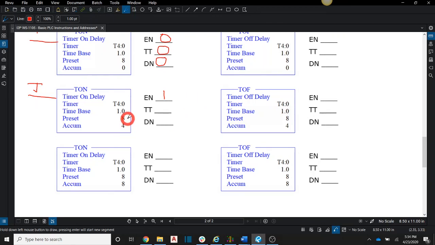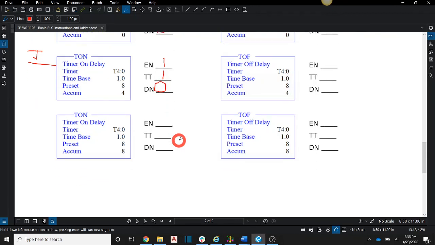Because I am not complete, I am still in the act of timing, my timer timing bit will be set to a 1. I'm physically in the act of timing, so my timer is timing. And my definition of complete is when my preset and accumulated values equal each other. Well, since they do not equal each other, I am not complete. And if I'm not complete for a time on delay timer, I'm not done. So therefore, my done bit will be set to 0.